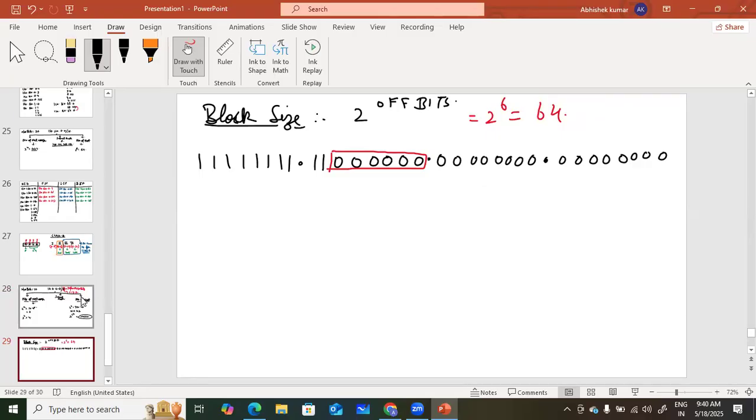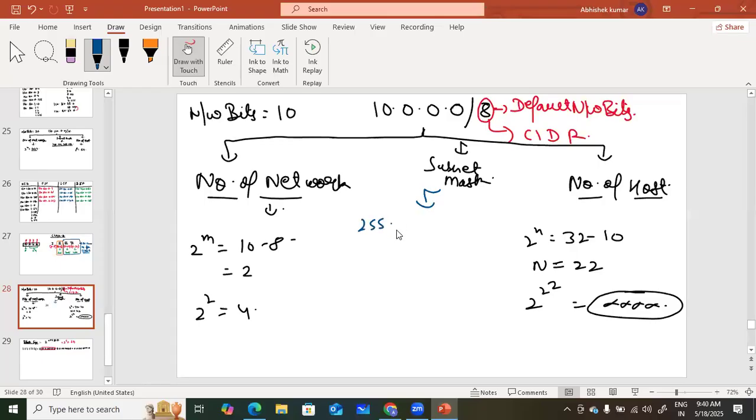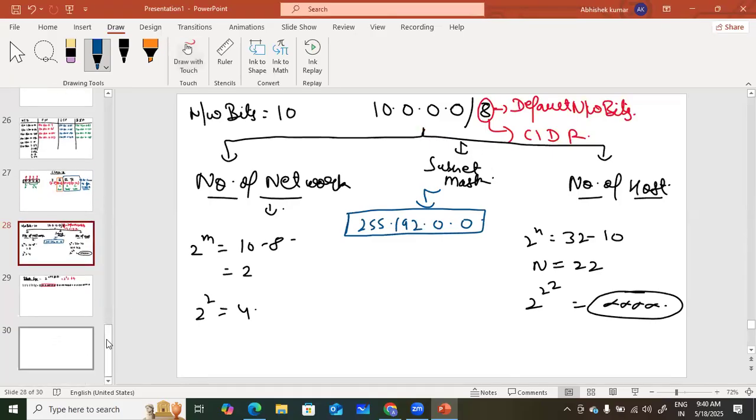Okay, now what about the subnet mask? Have you calculated it? 255.192.0.0. Right. I hope everyone is clear till here. Ravi, Pranav, Arvind, any question? Anything you want to ask me? No. Okay, I hope you're getting this. Okay, now let's find out the table.